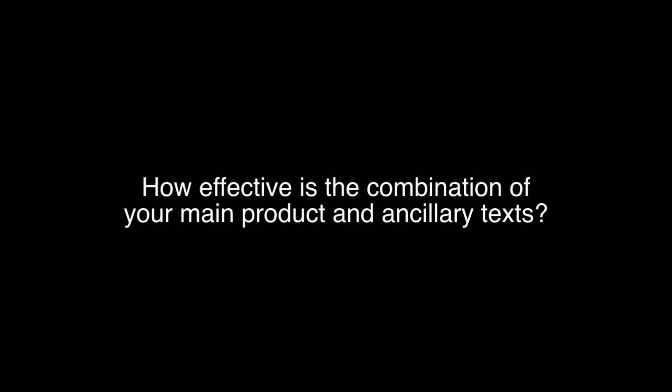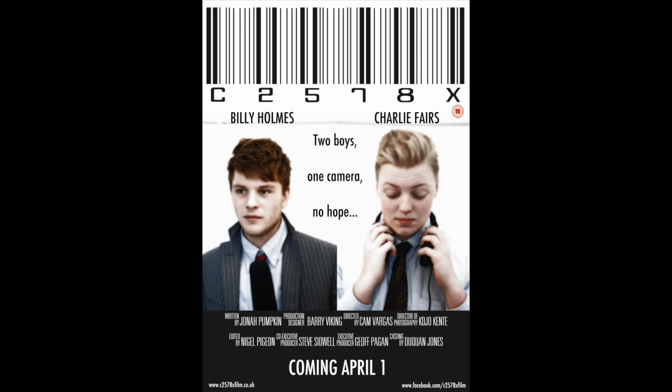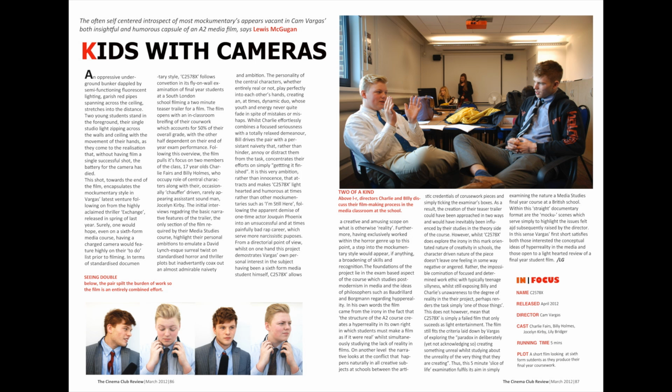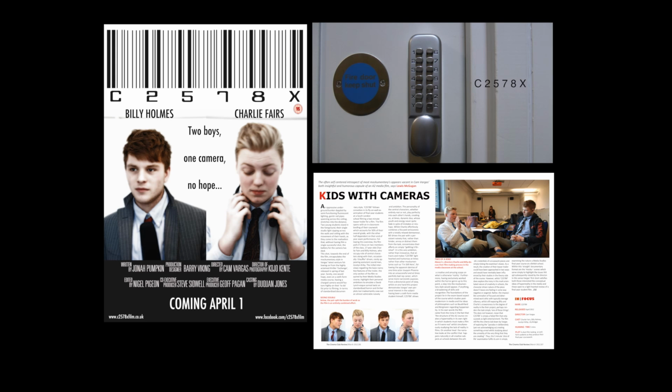For my A2 media coursework, I created 3 products. A short documentary called C2578X, a poster for this film, and a double spread review page from a film magazine. The 2 central characters, Billy and Charlie, occupy the centre of all 3 products.